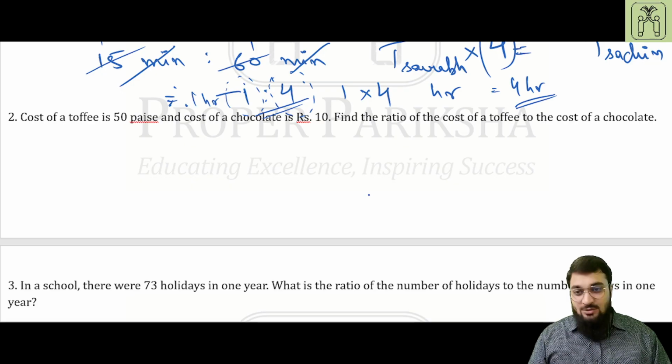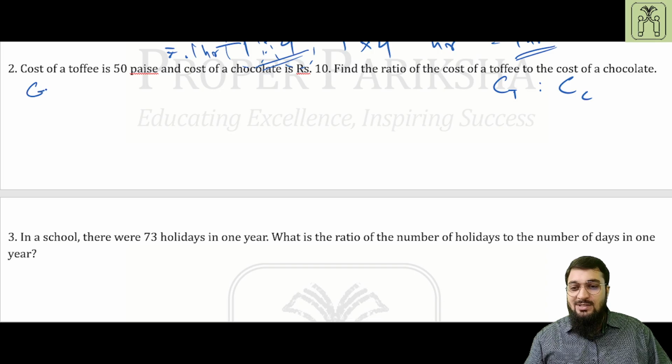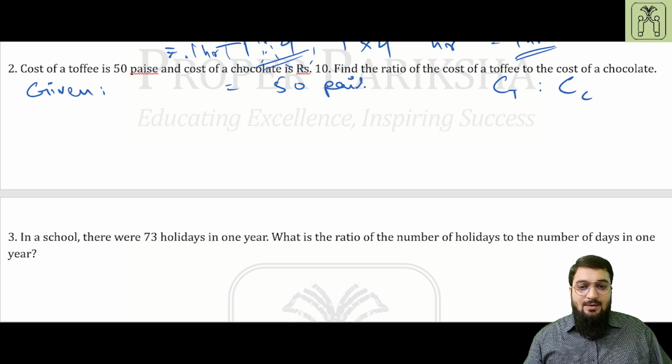So coming to the next question. Cost of toffee is 50 paisa and cost of chocolate is rupees 10. So find the ratio of cost of toffee to that of chocolate. So we have to find cost of toffee to that of cost of chocolate. So what is given is: cost of toffee is equal to, not rupees, it will be 50 paisa. Then cost of chocolate is equal to rupees 10.